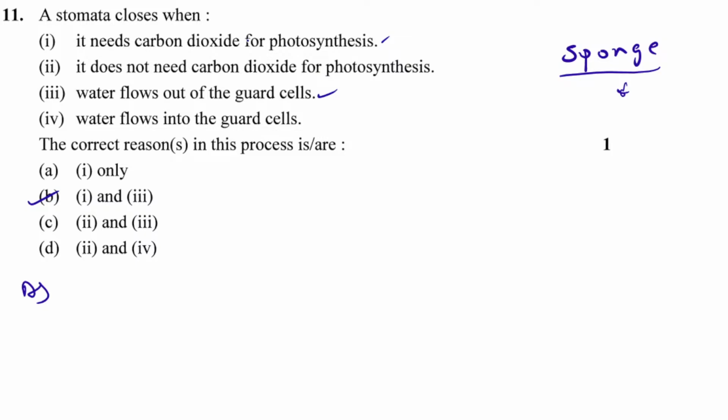Okay, I'm just repeating the answer. Stomata closes when it needs carbon dioxide from photosynthesis. It is closed, so it needs carbon dioxide, then it will start opening. If it opens, then water will flow into it, and carbon dioxide also. If it is open, the carbon dioxide will go inside, sorry. 1 is not the right answer. 2 and 3 should be the right answer. C should be the right answer. So it closes when it does not need carbon dioxide and water flows out of the guard cells.